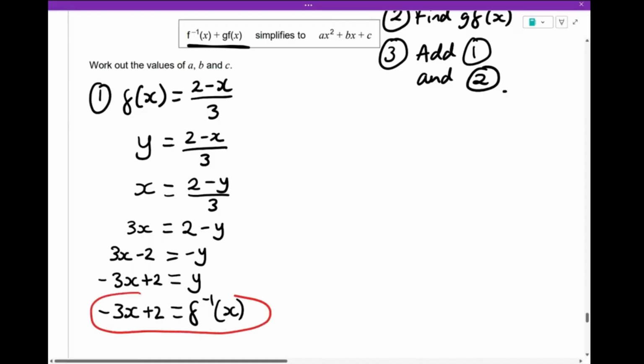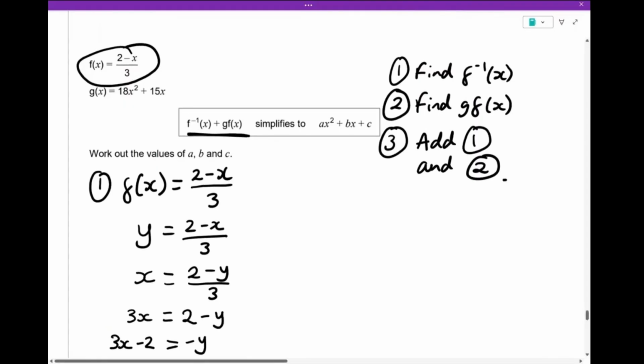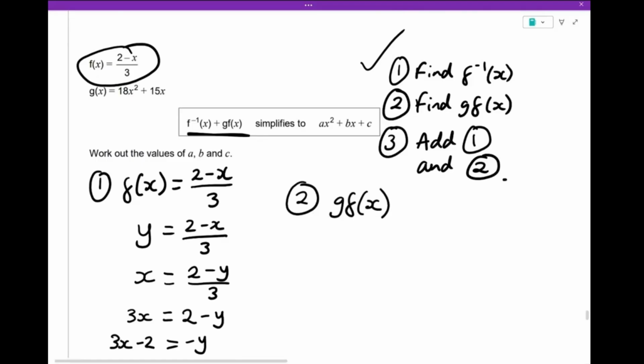So I'm just going to circle that as we're going to make use of that later on. So now let's move on to step 2. Step 2 is to find gf of x, which is a composite function. I'm going to write it in my preferred notation, which is g, open brackets, f of x.